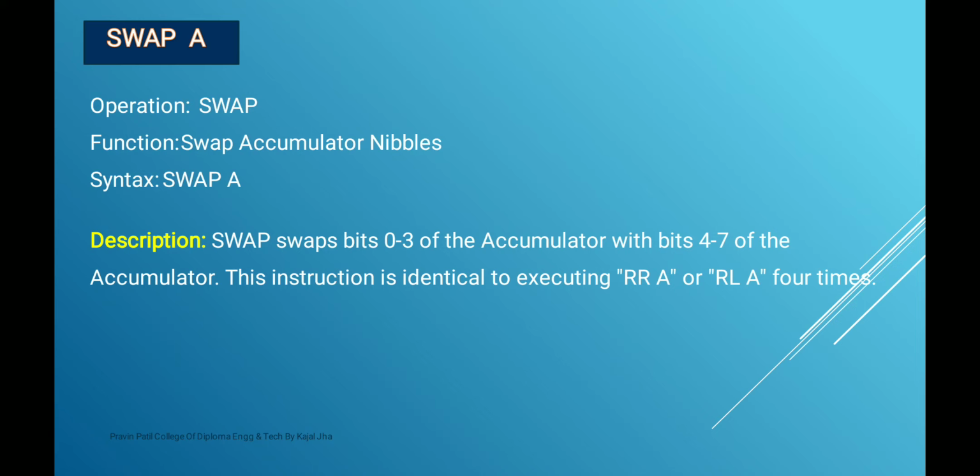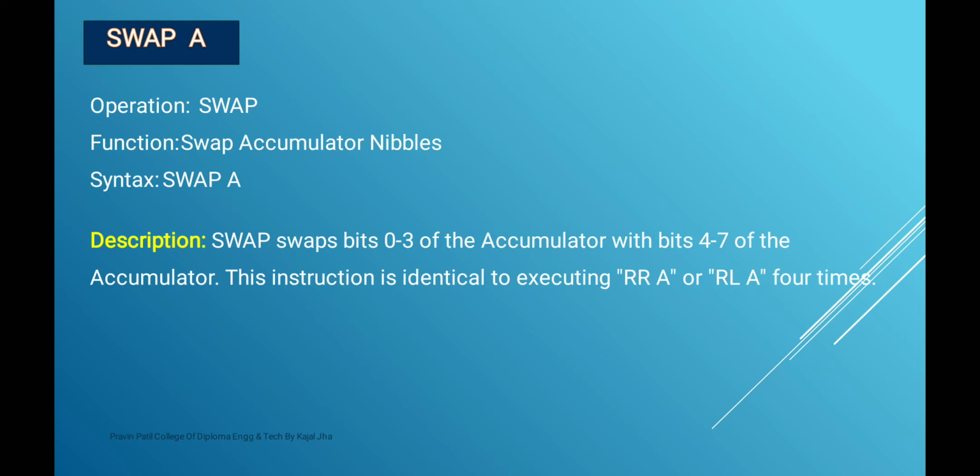Okay, suppose the accumulator contains the value C5h, then the instruction SWAP A stores the result 5Ch. It is swapping the value. The lower bits 0 to 3 are 5, and bits 4 to 7 are C. Now at the position of C we get 5, and at the position of 5 we get C, which is nothing but swapping.